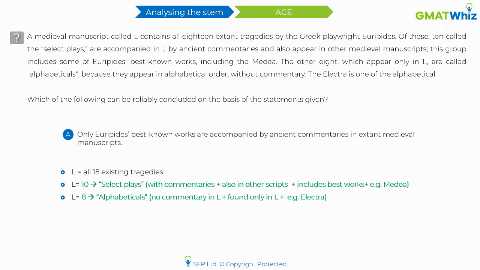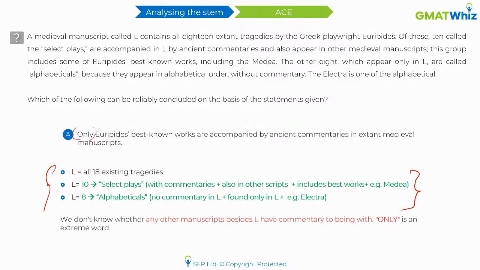So one of the things that we need to understand here, and you need to identify, is were you able to identify these reasons, which I'm going to bring up while eliminating this answer choice. So A says only, and only is a word which should immediately make those red flags go up in your mind, okay? Only Euripides' best known works are accompanied by ancient commentaries in extant medieval manuscripts. Now, this is the data we have simplified here, right? And based on this, we know that the only word is a big red flag. All right.